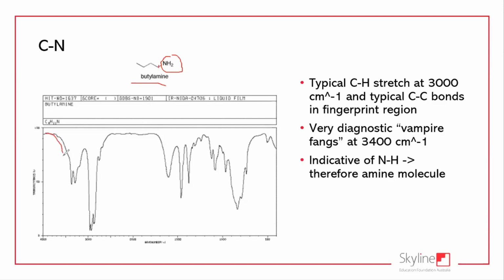An OH group will almost always look like a parabola, almost very straight. But an NH, I don't know why, but N almost reminds me of vampires. The reason I think that is because it's like a jagged little, almost like vampire teeth, and that's how I remember it. OH looks like a smile, and NH looks like vampire teeth. There, very diagnostic vampire fangs at 3,400.